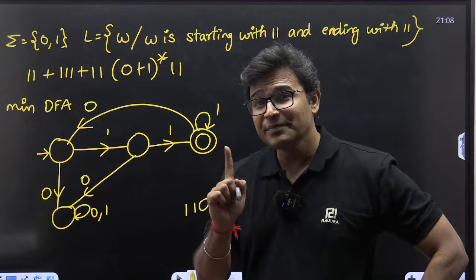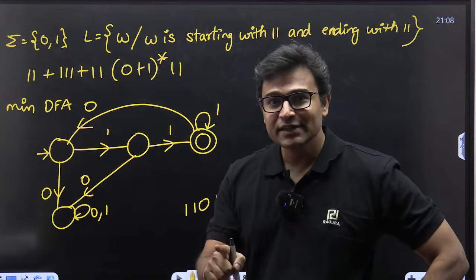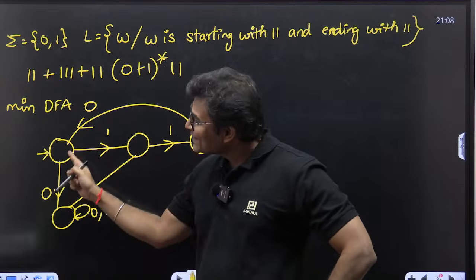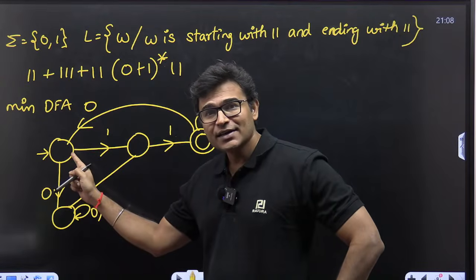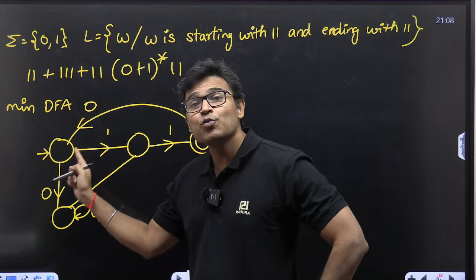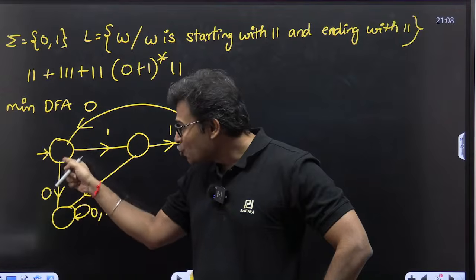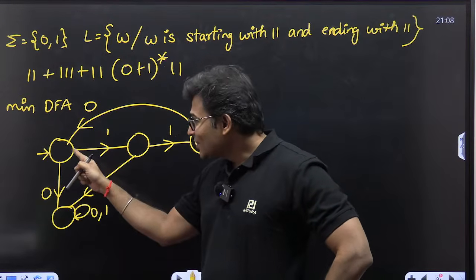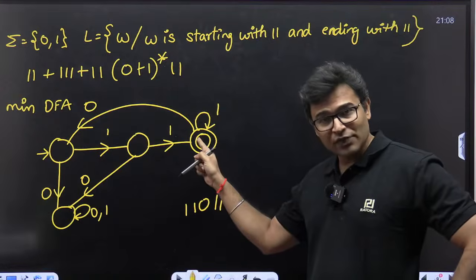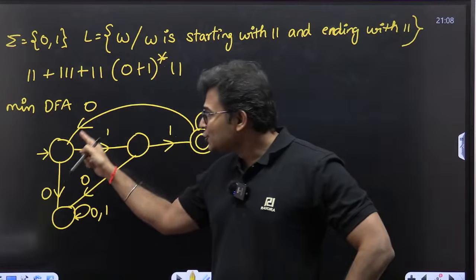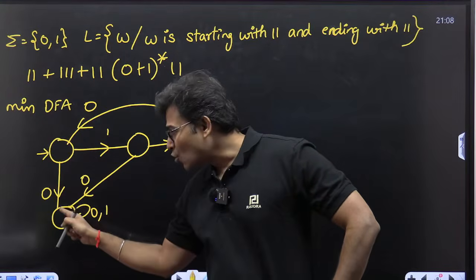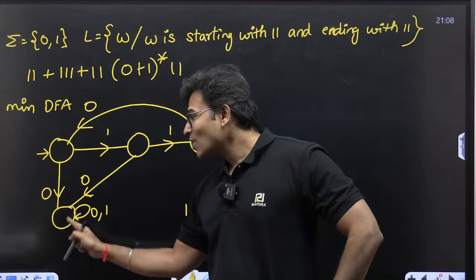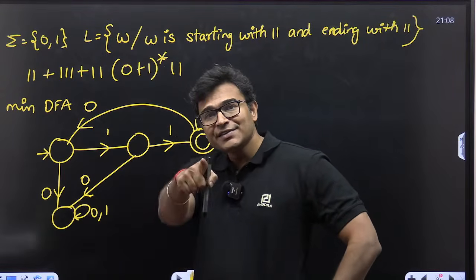Why is this a mistake? Because you are going back to a state which is acting as a traffic police. It is going to the dead state. Therefore, even if the string starts with 1 1 and then a 0 and then a 0 and then a 1 1, ending with 1 1, still it is rejected.